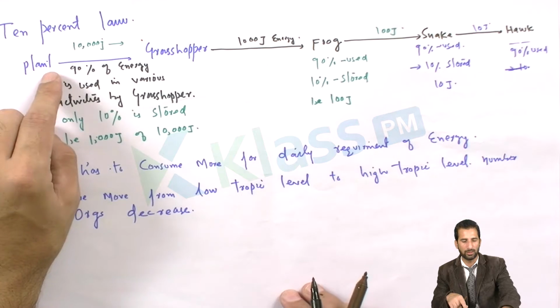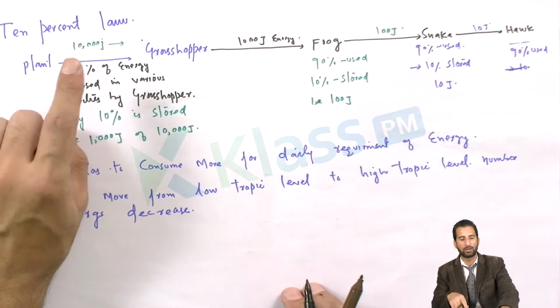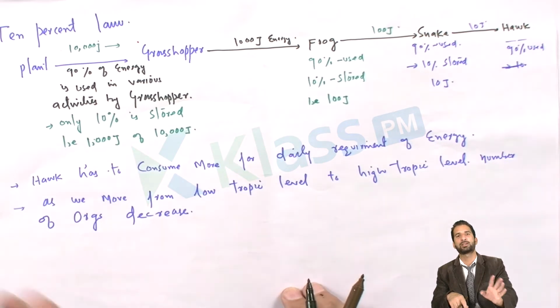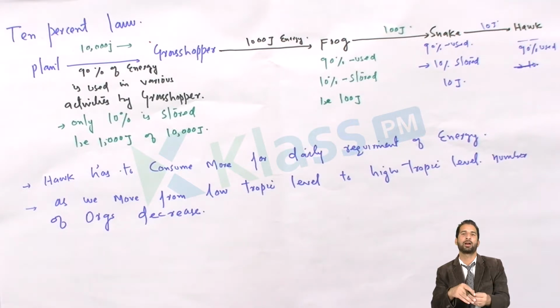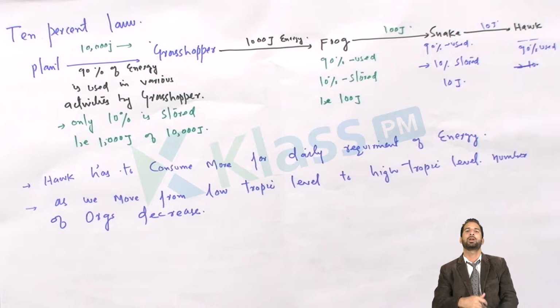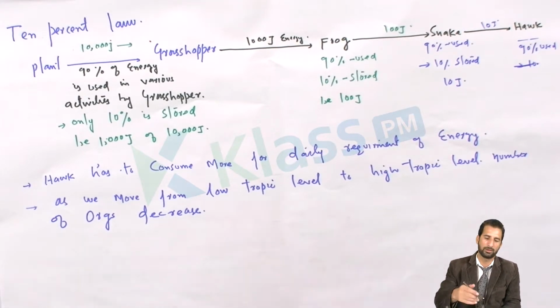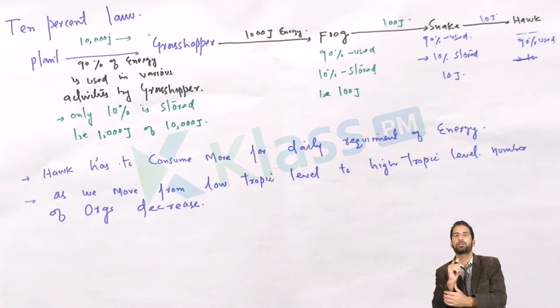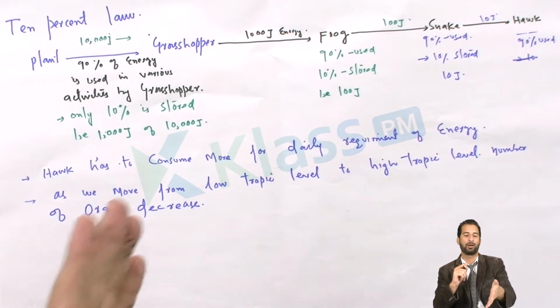So here we will see, suppose 10,000 joules of energy is present in the plant. After utilizing its own energy, after it has carried out most of its activities, a total of 10,000 joules is now stored in this plant. So what next? This producer will be eaten by a herbivore. I have taken the example of the grasshopper. So the grasshopper feeds upon these producers, and there are 10,000 joules of energy present in the plants available for the grasshopper.